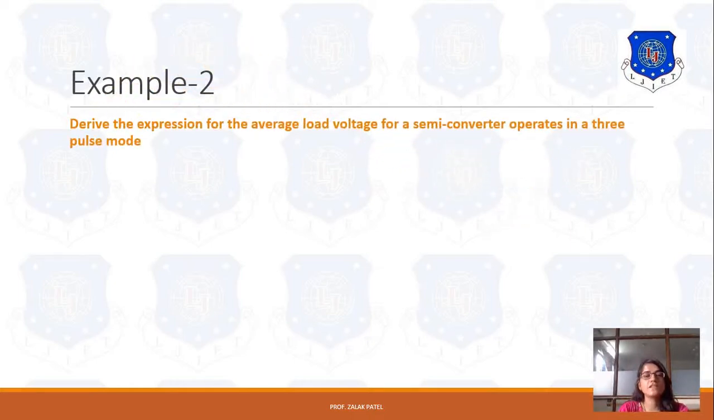Now let's take another example related to it. Consider this problem statement. Derive the expression for average load voltage for a semi-converter operating in a 3-pulse mode. This 3-pulse mode is the last that we discussed in the previous lecture, when we divide the interval into the 2, 4 and 6 interval and 1, 3 and 5 interval. In case of 2, 4 and 6 we have seen that the freewheeling action takes place, and due to that the load voltage and load current become 0. So that case will appear here also where the 3-pulse mode is there.